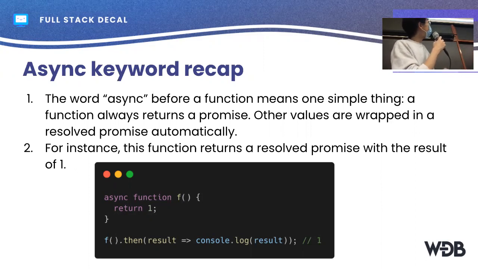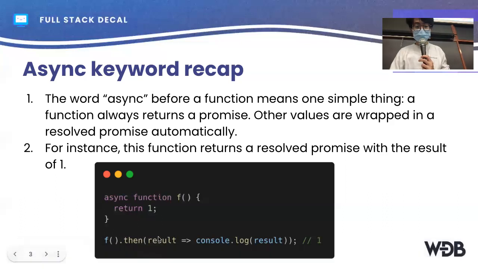So when we call this function, since it returns a promise, we cannot directly use it. As a result, we need to use the .then method to resolve this promise. Just as a recap, the .then method takes in a function, and if the promise resolves successfully, it will run this function. So the result of this arrow function will print out 1 in the terminal. So yeah, this is the async keyword.